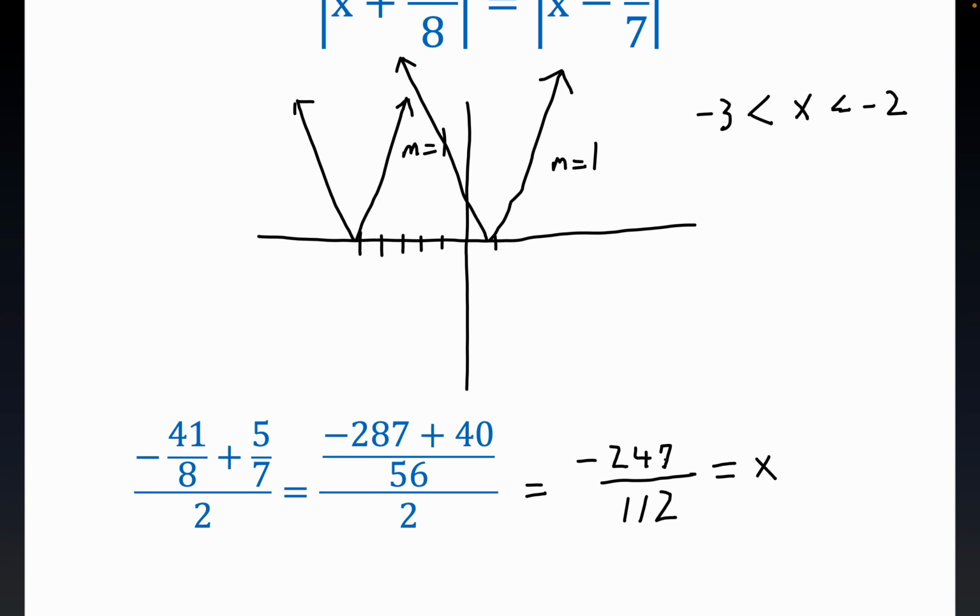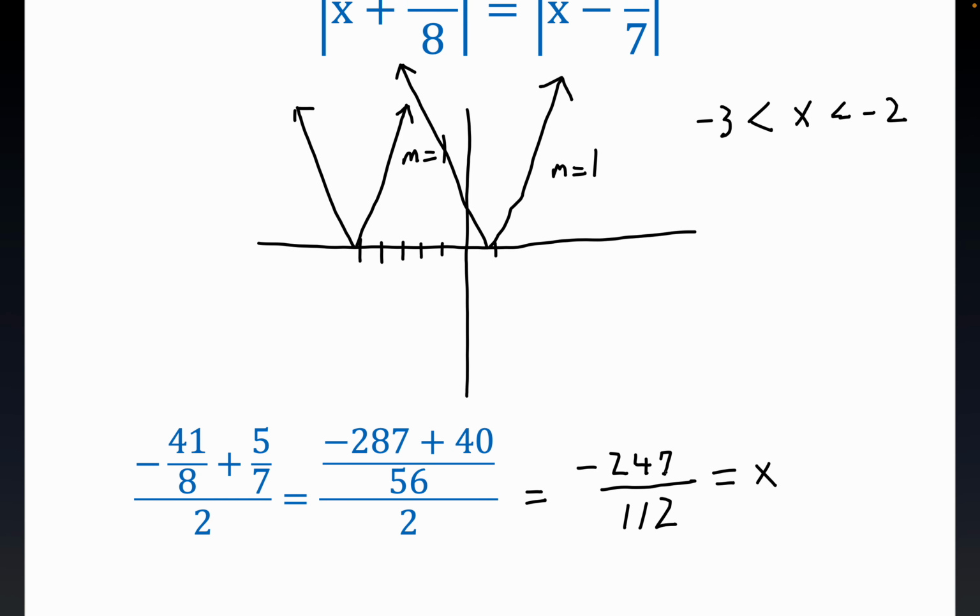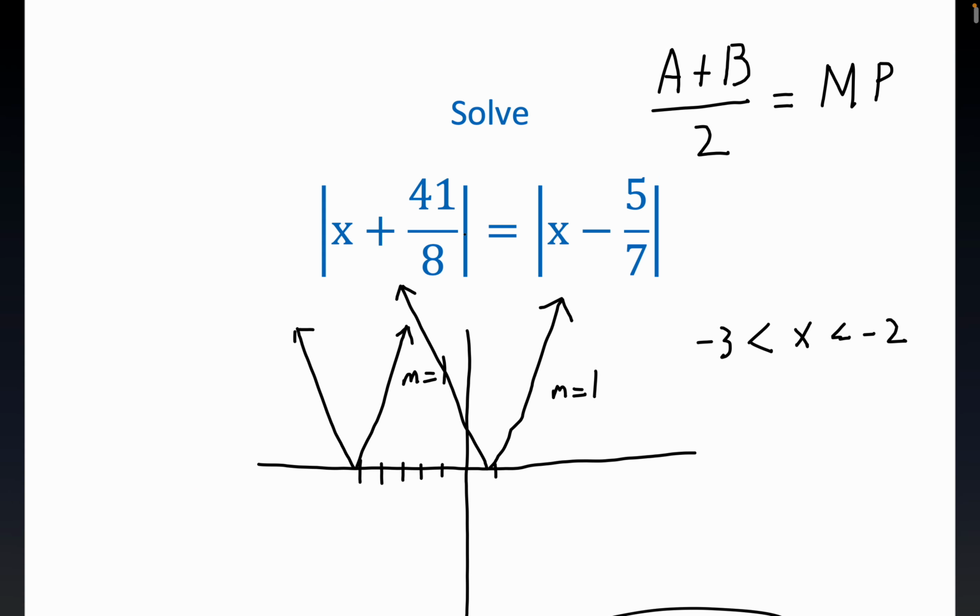Minus 247 over 112 is less than negative 2, right? Because 2 times 112 is 224. Okay, but it's also greater than negative 3. Okay, so this is our solution, folks. And again, you could have just looked at the original equation, and if you understand that absolute value is tantamount to distance, you could have just immediately gone with this approach of adding minus 41 over 8 to 5 over 7 and dividing by 2.